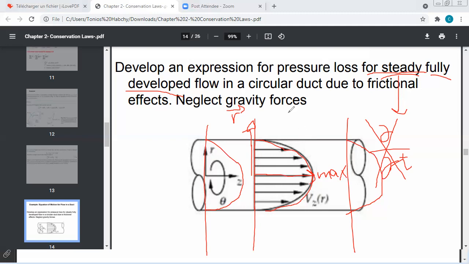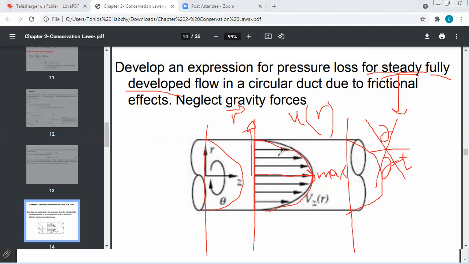And we can find the expression of V as a function of R. Once we know V as a function of R, or U as a function of R, we'll be able, by an integral procedure, to find the total value of m dot.